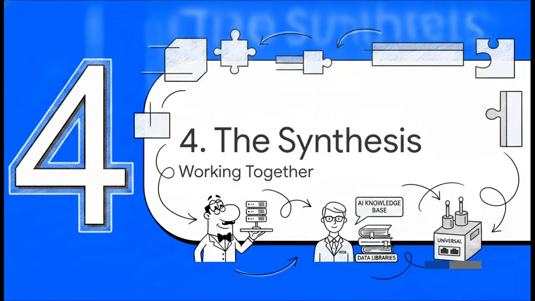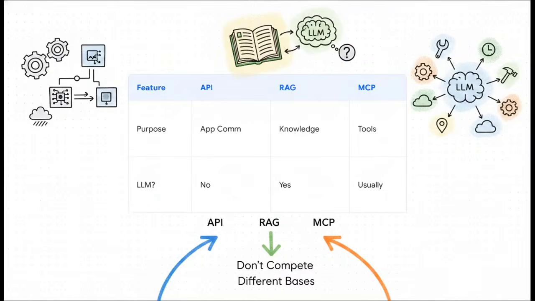Section 4, the synthesis, or how they work together. We've laid out all the pieces: the waiters, the librarians, and the universal adapters. Now for the climax of this explainer. Before we show them collaborating, let's just use this quick comparison to solidify how distinct their identities are. APIs exist purely for application communication. They don't inherently use LLMs at all, and they target other applications. RAG exists for knowledge retrieval. It relies entirely on an LLM to generate that final answer, and it targets a very specific knowledge base. MCP? That exists for tool integration, usually working alongside an LLM to target external services. So they don't compete. They cover completely different bases.